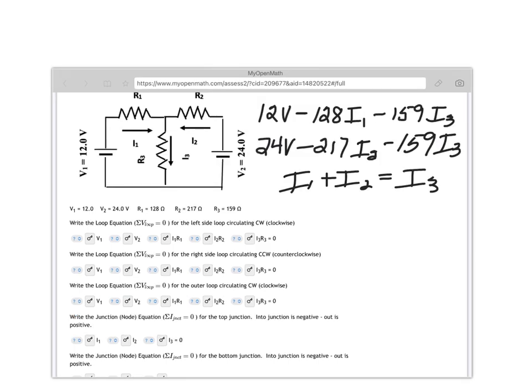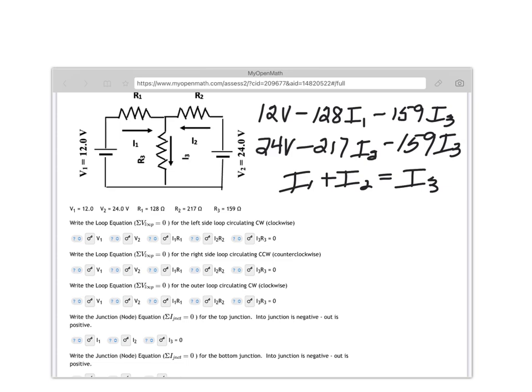Okay, there's the loop equation on the left, 12 volts, a voltage drop in the direction of the current, so minus the resistance times the current, minus the resistance times the current closes the loop. Similarly for this loop, and then I wrote the junction equation there. So those 3 equations would allow you to solve this problem.